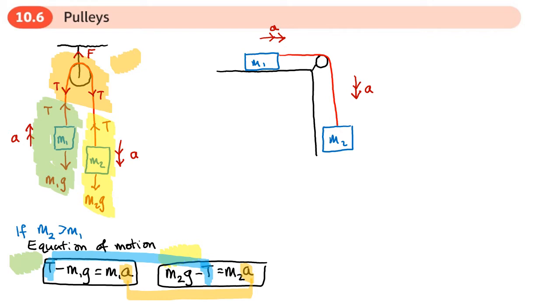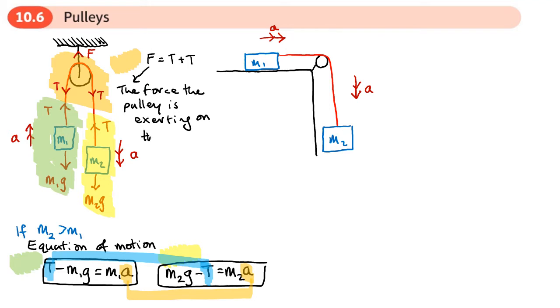So that equation, now it's not moving, so it's not an equation of motion, it'll be a balancing equation, will be that the force that the pulley is exerting on the bit that it's connected to up here, the ceiling or the roof, is equal to those two tensions going down. So it'd be F equals 2T. So that F, that's the force the pulley is exerting on the ceiling. So I'll call that ceiling or roof at the top there. That's basically this thing up here.